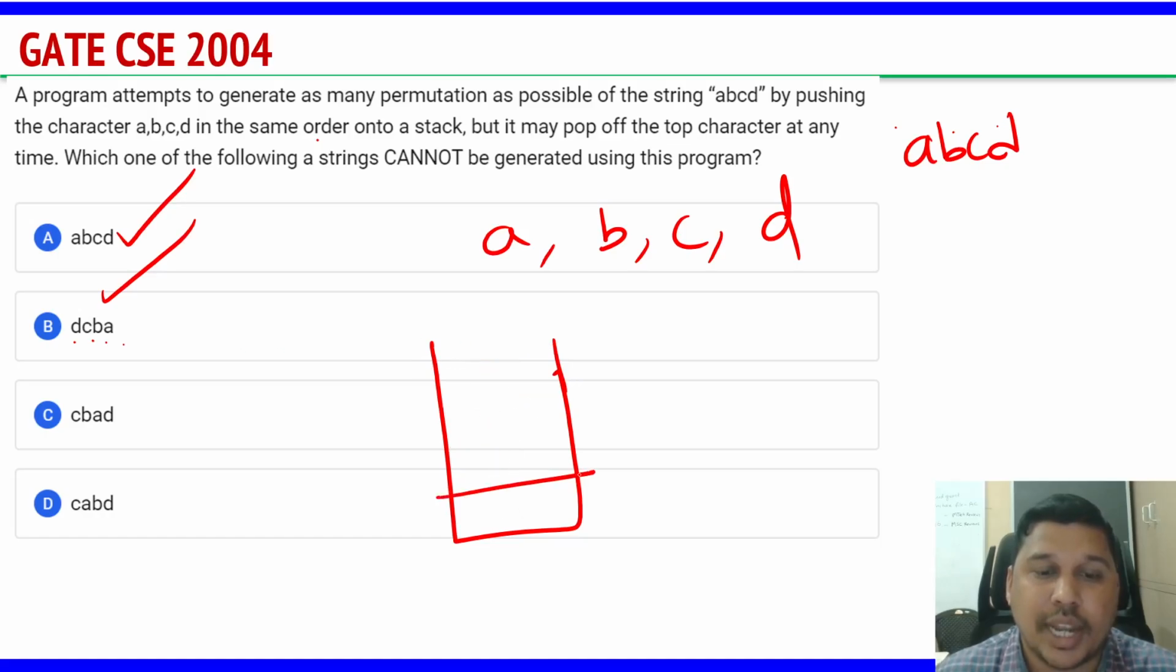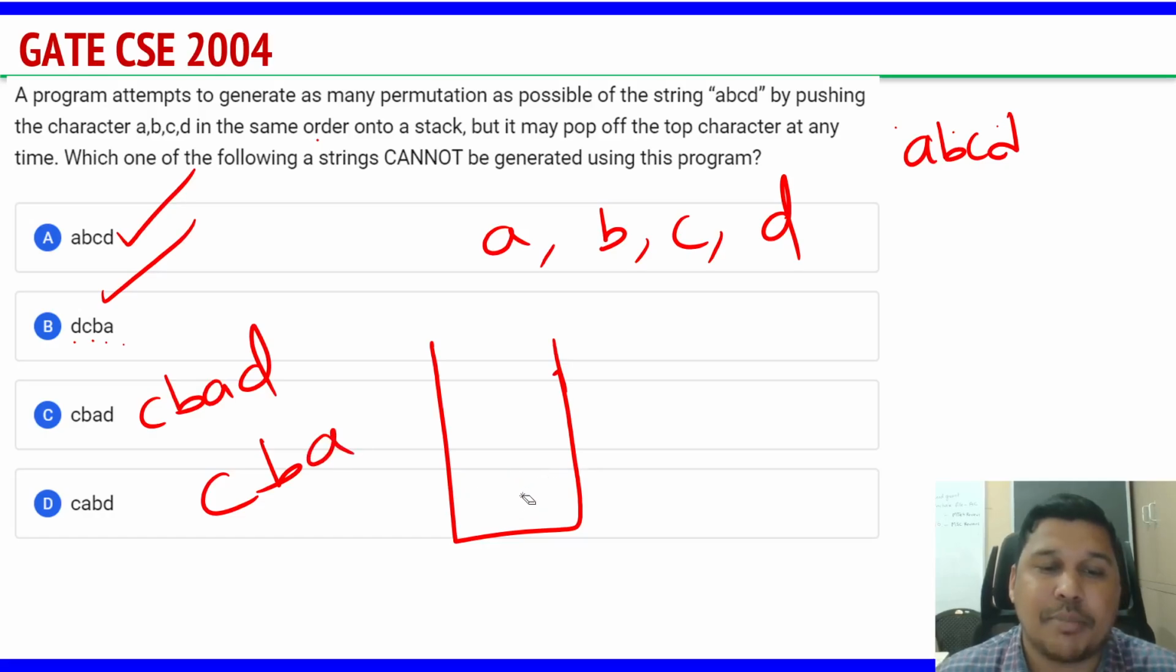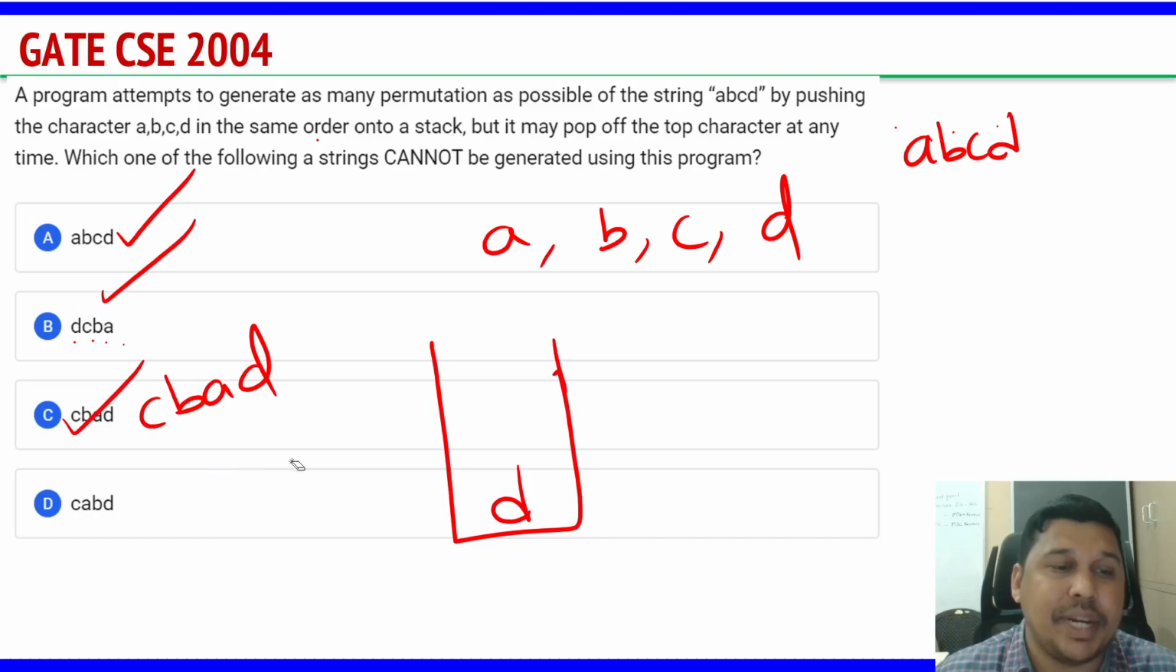I want C, B, A and D. Put A, then put B, push C. Now pop the C, so C comes out. Then pop the B, so B comes out, right? Then pop the value A, so A comes out, and the stack becomes empty. Now push D and pop it out. This is also possible, CBAD, right? Now the final one, that is CABD.